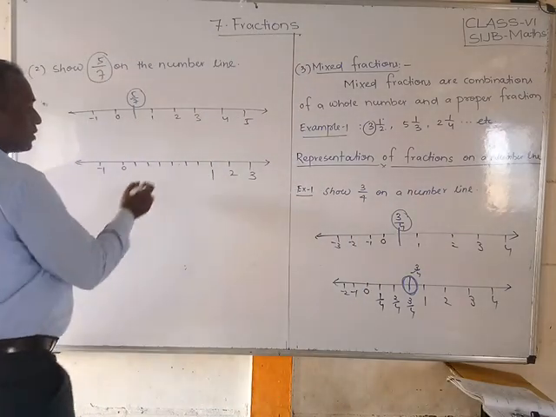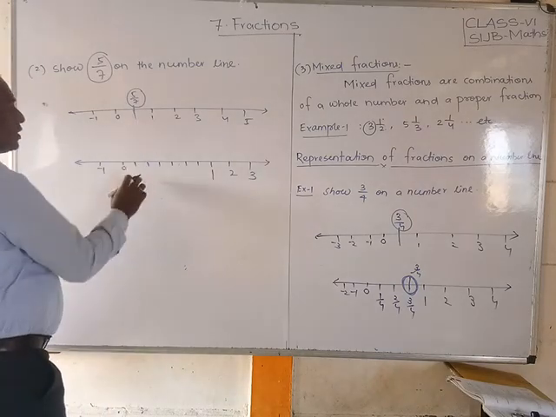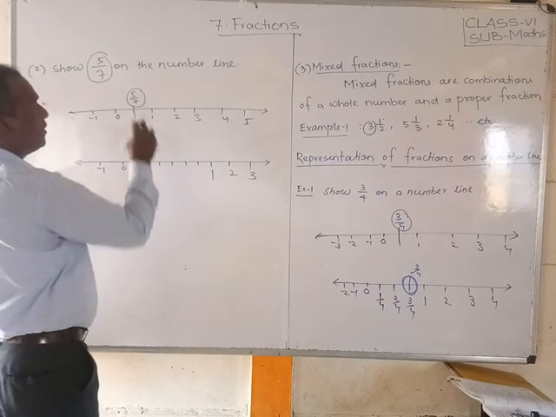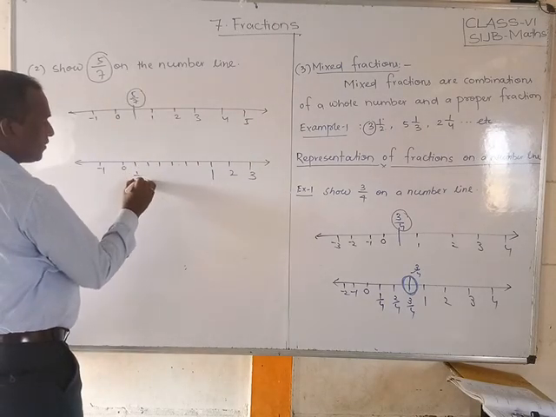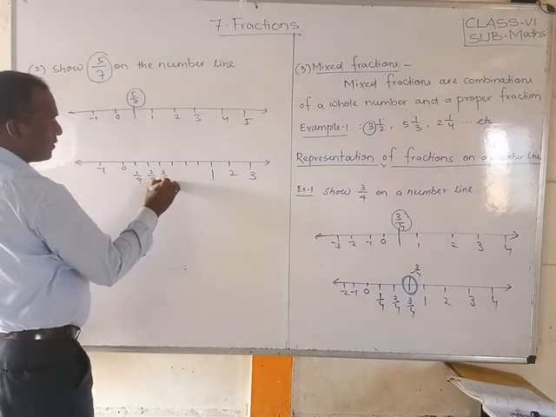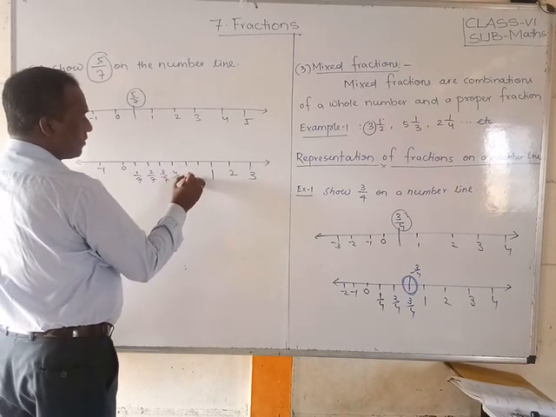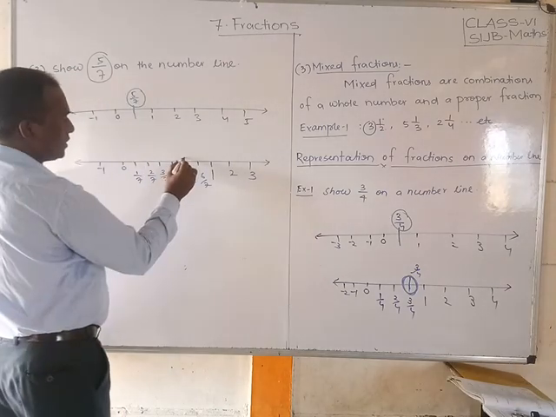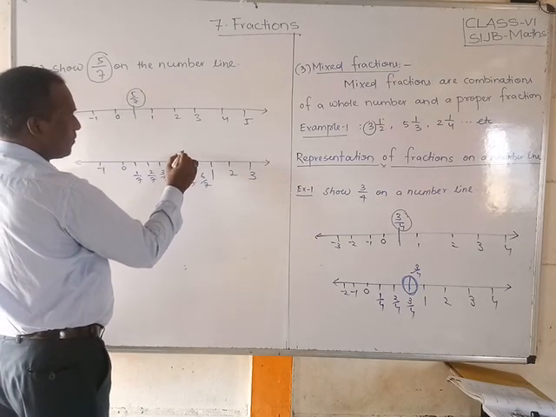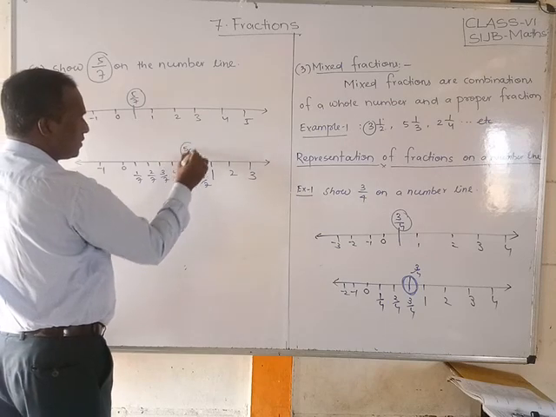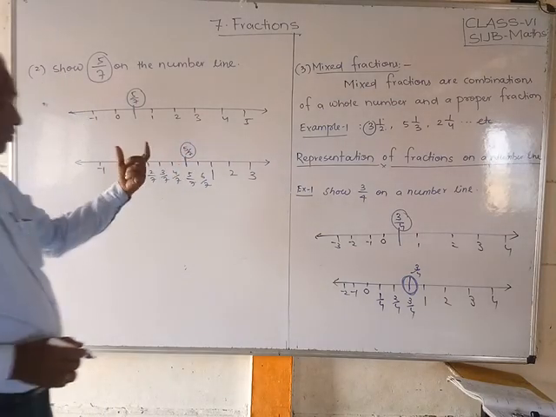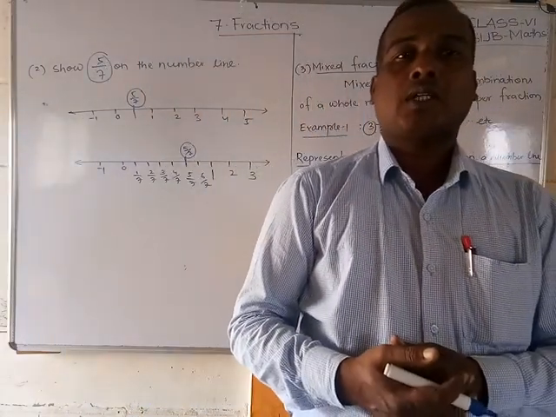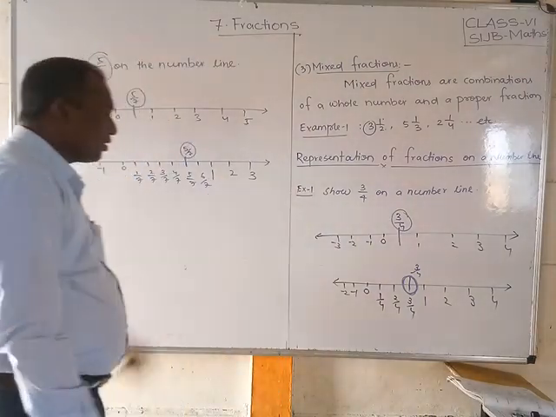So here, between 0 and 1, how many parts do you have to make, students? 7 parts. Then we can write 1 by 7, 2 by 7, 3 by 7, 4 by 7, 5 by 7, and 6 by 7. So now where is 5 by 7? This is 5 by 7. Okay, so this is how to represent a proper fraction on the number line.